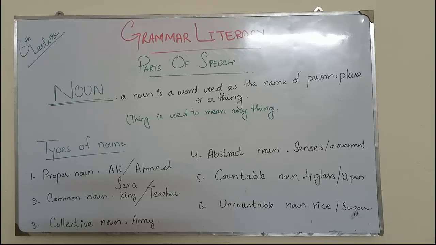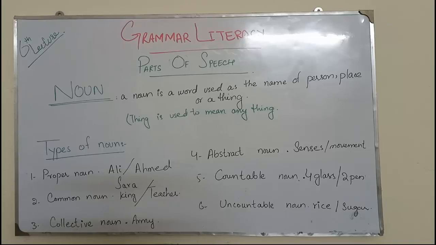I'm going to revise the names once again, and if you want to write in your notebooks, you can. The first one is the proper noun, the common noun, the collective noun, abstract noun, countable noun, and uncountable noun. These are the basic ones. Proper nouns are Ali, Ahmed, Sarah. Common nouns are king, teacher.